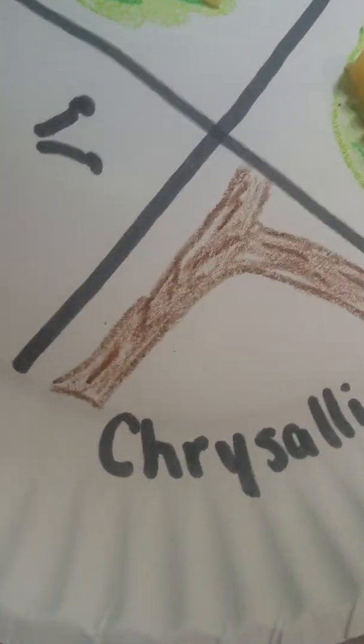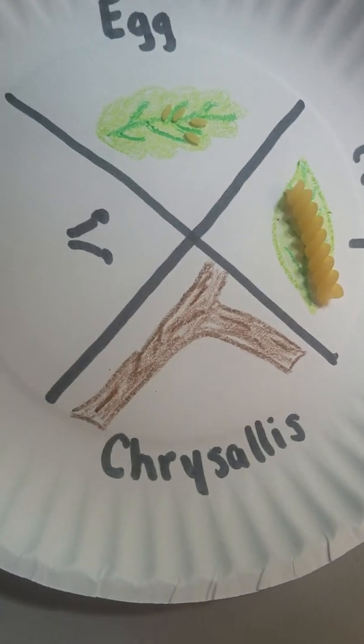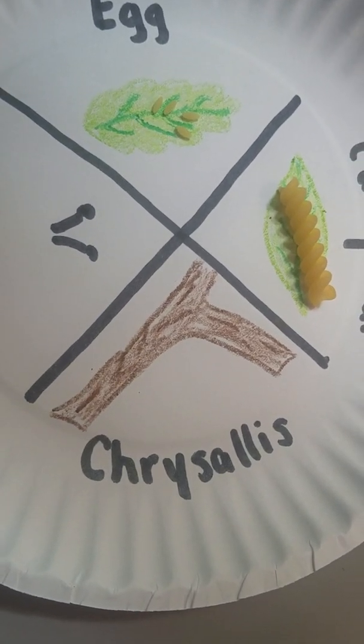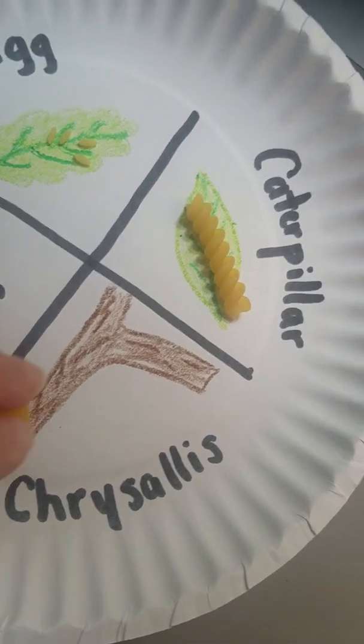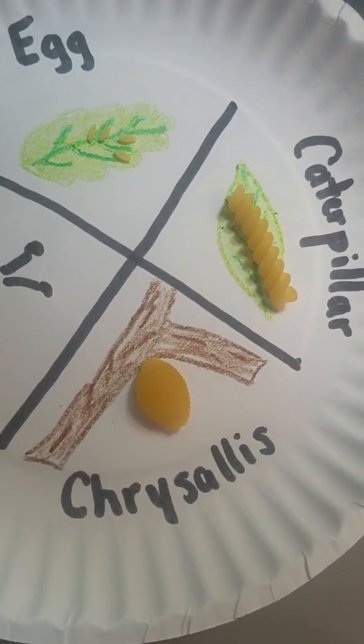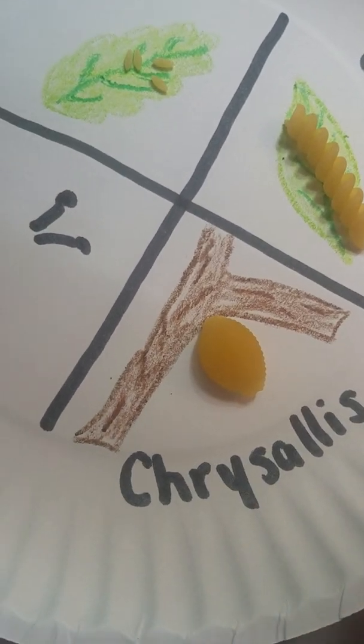And then the next stage is the chrysalis. Okay, so I've drawn a tree branch here, and we've talked about how I am not an artist. So what you're going to do is you're going to draw your tree branch, or a branch of some sort, and then you're going to glue your shell pasta to the branch like this.